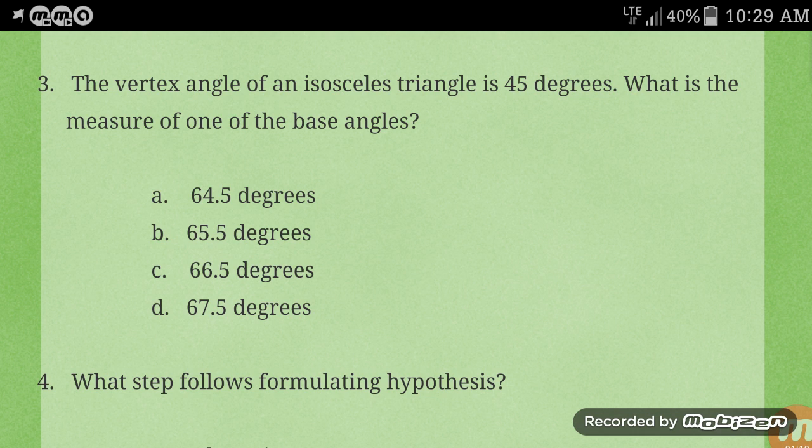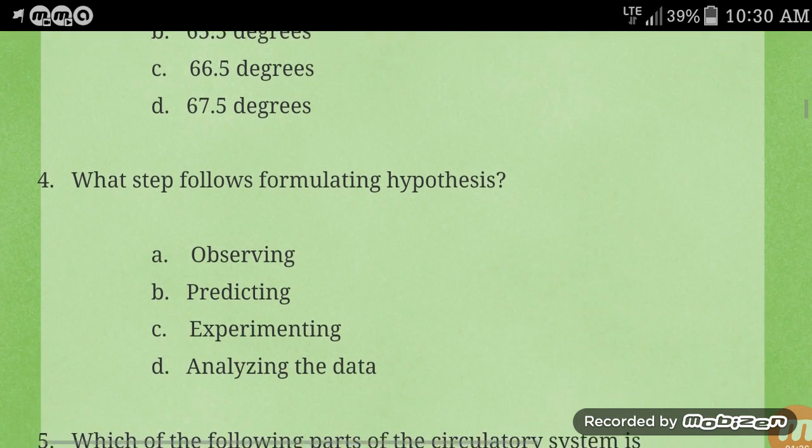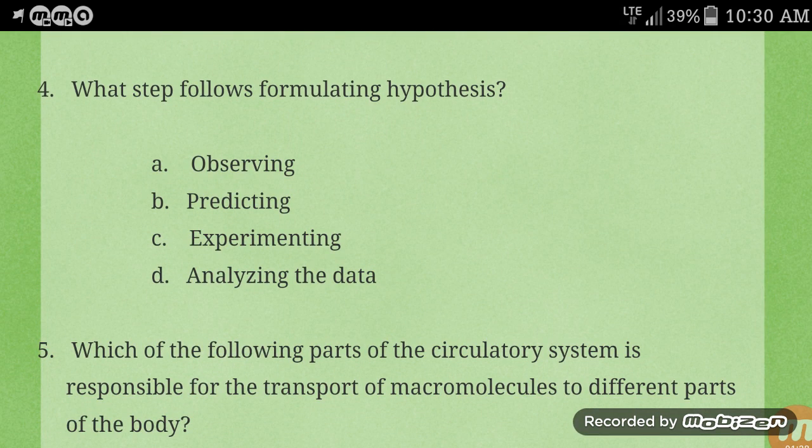So the total measure of the angles of a triangle is 180 minus 45. So we have there 135, okay? And since the base angles are equal, 135 divided by 2, how much would that be? That is 67.5, right? Okay, so one of the base angles is 67.5. 67.5 plus 67.5 plus 45, the total is 180. Okay, there you go.